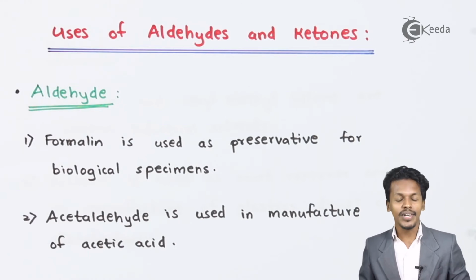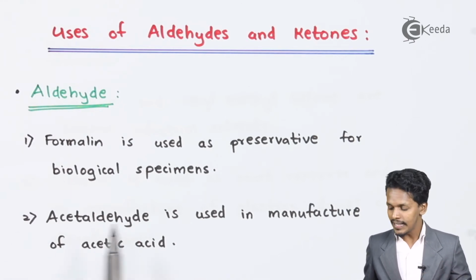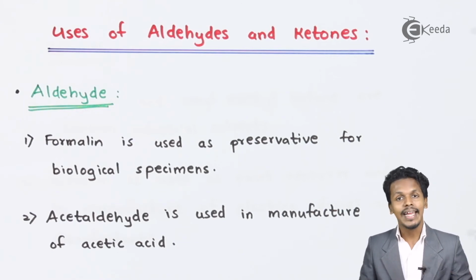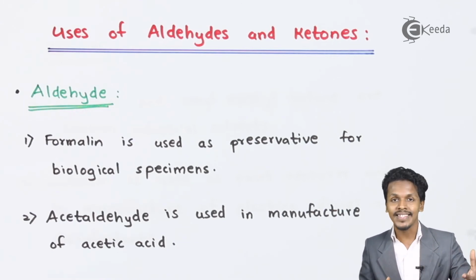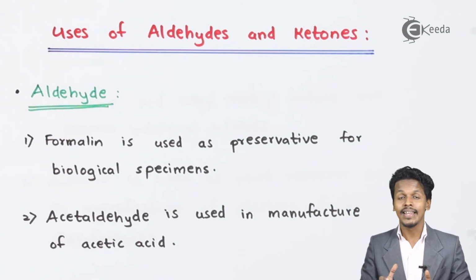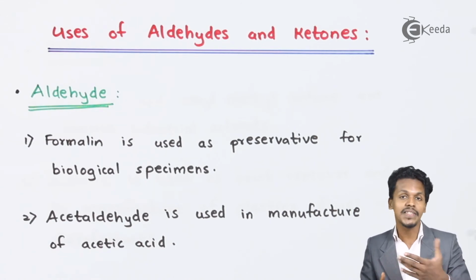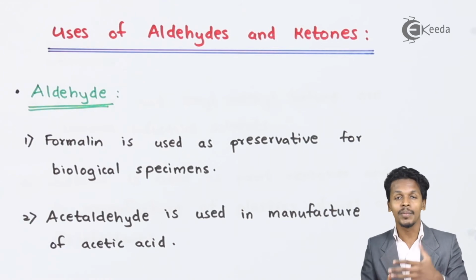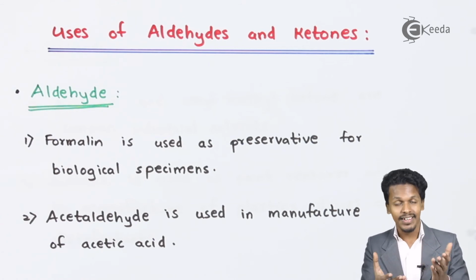Talking about the next point, that is acetaldehyde. Acetaldehyde is used in the manufacturing of acetic acid. Not in acetic acid only, it can also be used in the formation of methyl acetate, an ester. So acetaldehyde, which is nothing but an aldehyde, has various uses in industry. Talking about the other one, that is benzaldehyde. Benzaldehyde is also an aldehyde which is basically used in the manufacturing of perfumeries, or we could say that it is used in the preparation of dyes in the dye industry.